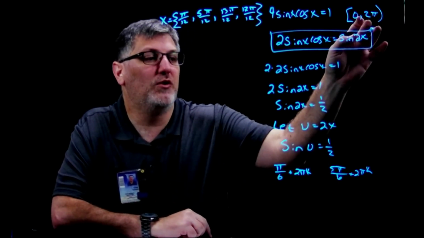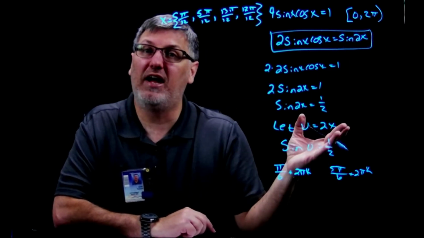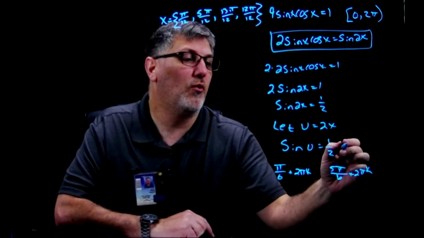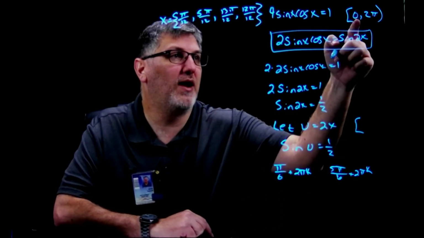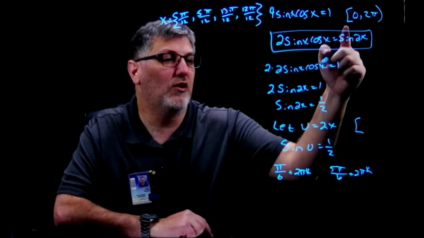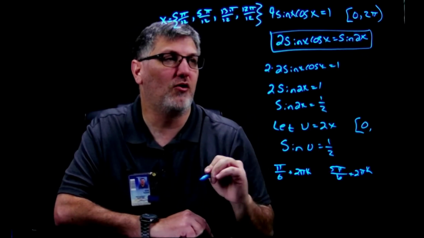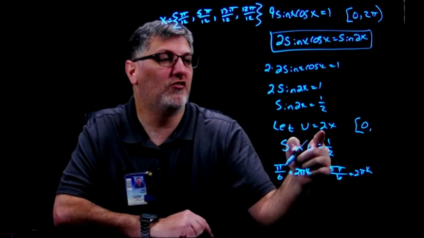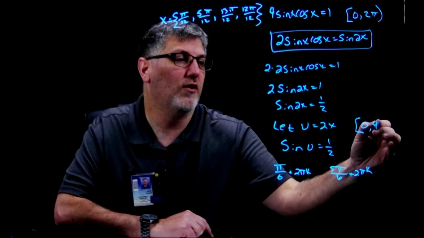This bound between 0 and 2 pi is for x, so I need to find the bounds for u. The way I do that is I take my x bounds and plug them in here. So u would equal 2 times 0. That gives me 0 as my lower bound. And then my upper bound for u is going to be 2 times 2 pi, which is 4 pi.